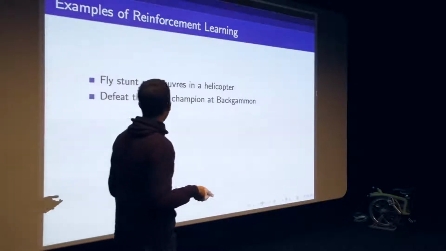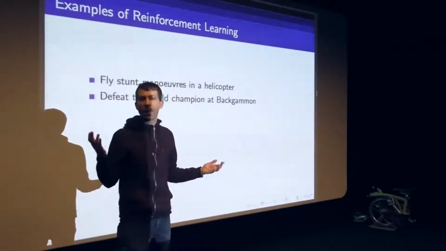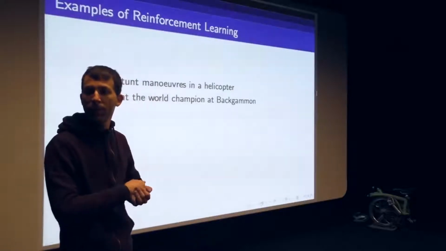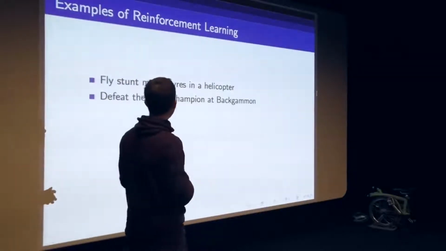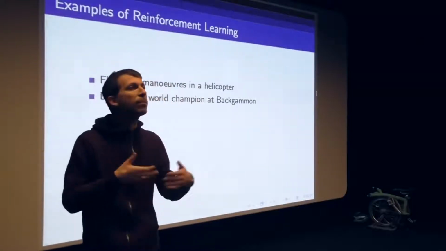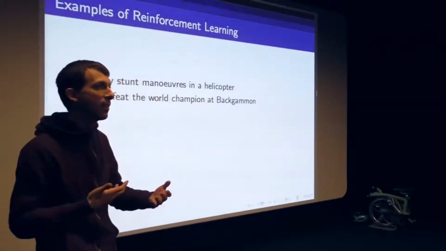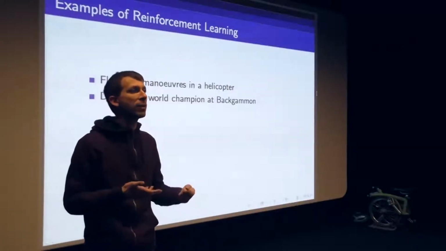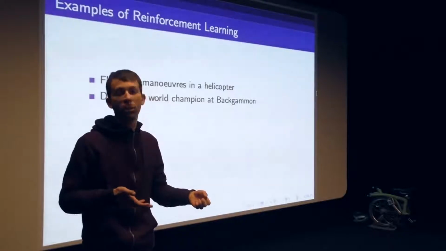Another example would be to play the game of backgammon. And one of the famous successes of reinforcement learning is when Gerald Tesauro defeated the world human champion at the game of backgammon, just by reinforcement learning. So this is a system that was basically playing the game again and again, and just by trial and error learning, figured out a way to play backgammon better than humans.